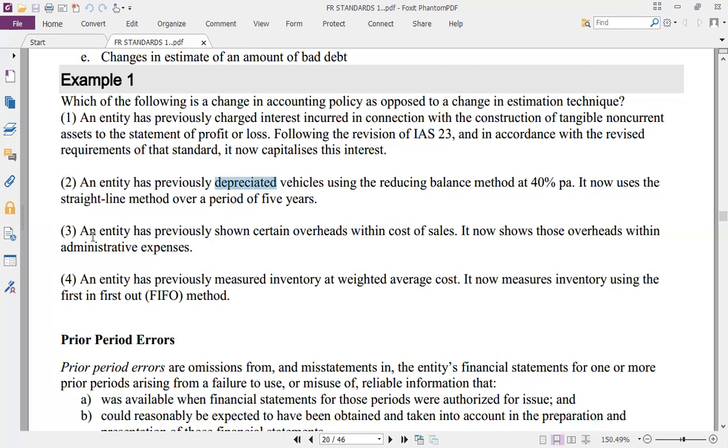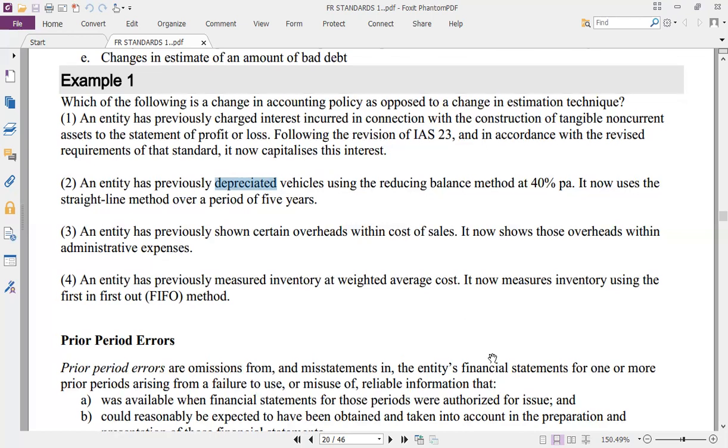Now, an entity has previously shown a certain overhead within cost of sales. It now shows those overheads within administrative expenses. Now you're moving from cost of sales down to operating expenses. So it's a change in accounting policy because they have changed what? That's the presentation. So the presentation method has been changed. So that's the accounting policy.